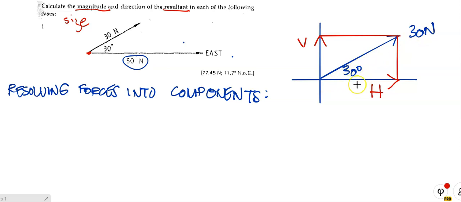Now, what we just did, we resolved this force into its vertical and horizontal components. Now, the question is, what is H equal to? And what is V equal to in terms of that angle there and the size of the force there? Can we work it out? Can we write it in terms of that there? Yes, we can. Why? Because we've got loads of right angle triangles.